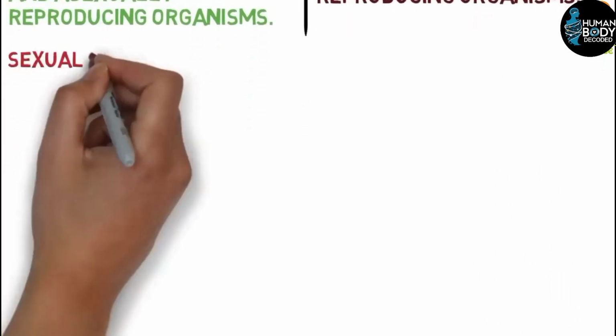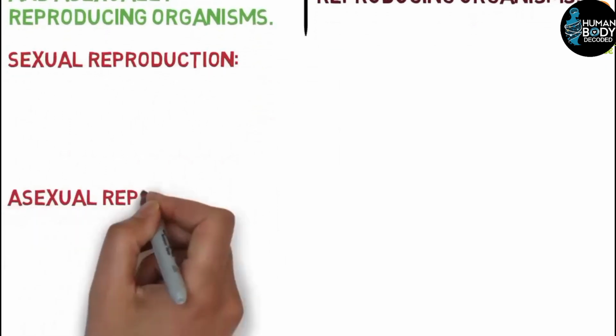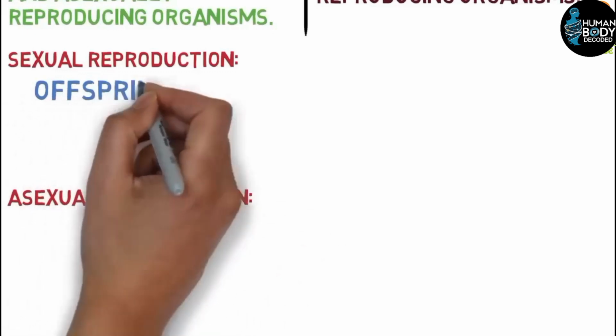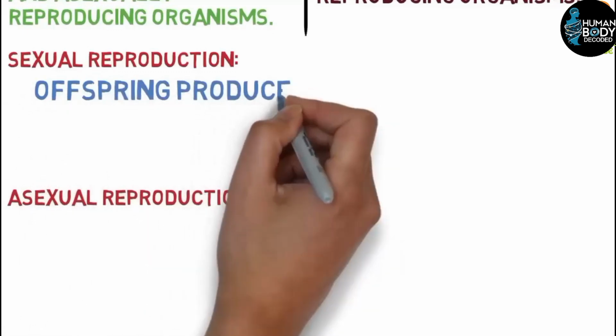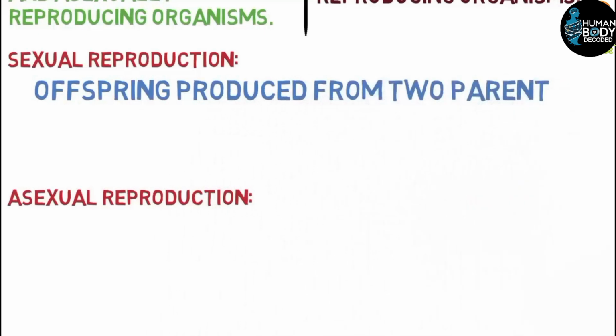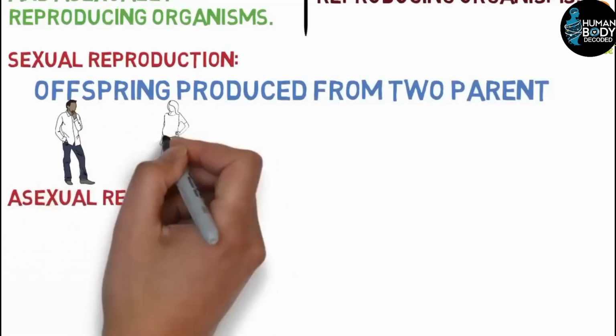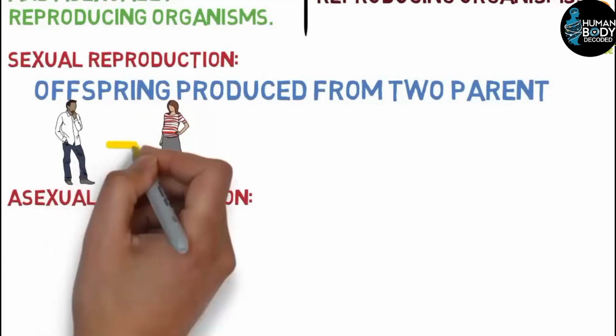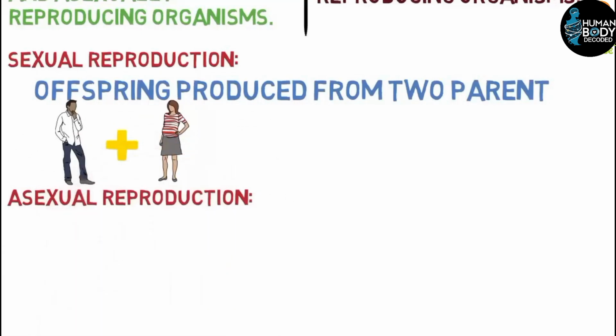Now let me explain what sexual reproduction and asexual reproduction are. Sexual reproduction is a type of reproduction in which organisms produce offspring from two parents. This means that two parents are required for this. For example, this is a male and this is a female. When these two meet, the offspring that is produced is formed by the combination of both parents. This type of reproduction is called sexual reproduction.